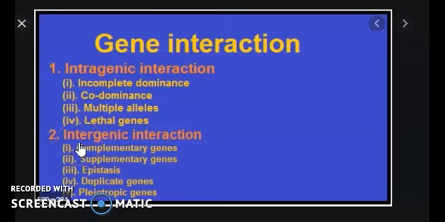Intergenic interaction. This interaction occurs between the alleles of two or more different genes. The different genes may be present on the same or different chromosomes. They alter the normal phenotype. The intergenic interaction includes pleiotropy, polygenes, complementary genes, supplementary genes, epistasis, duplicate genes, etc.